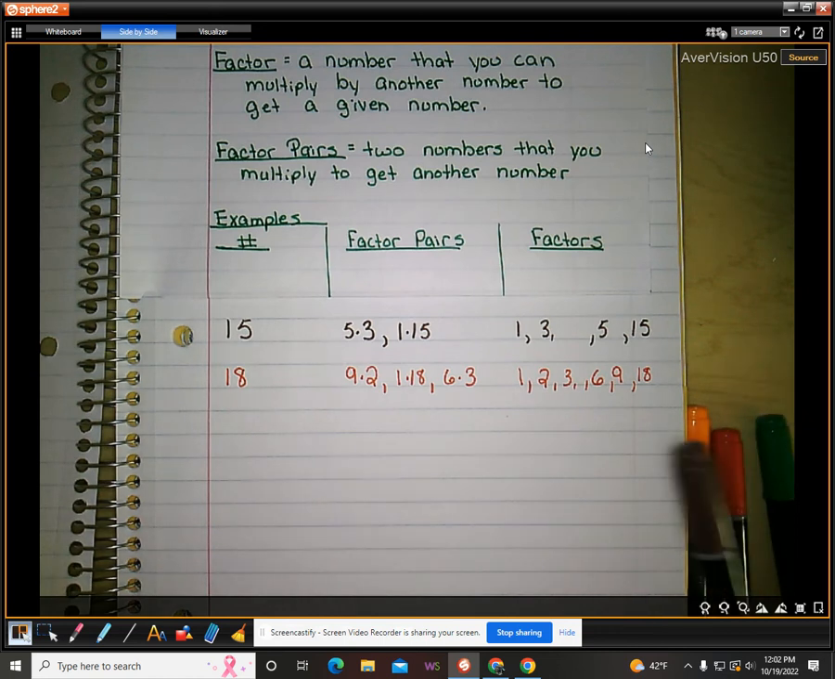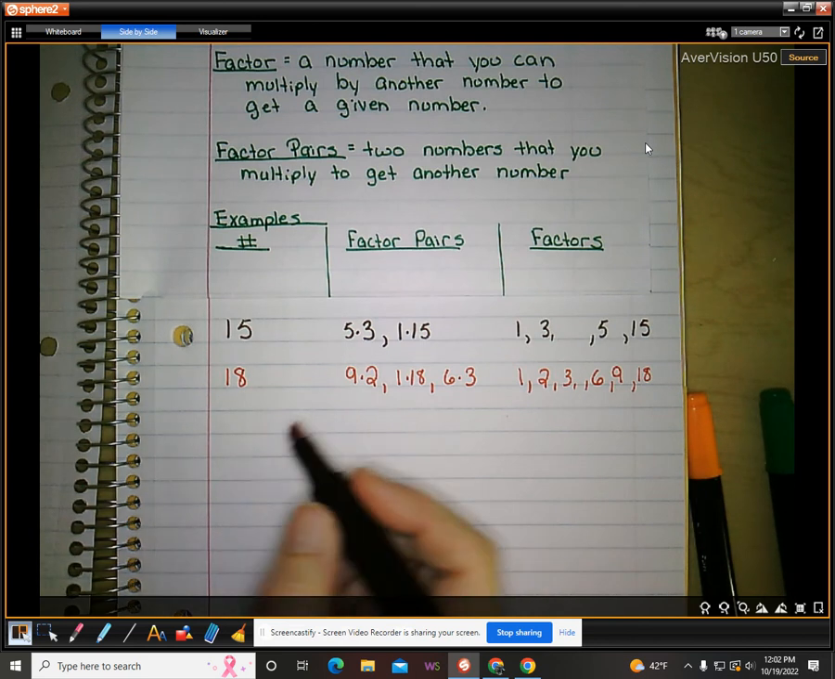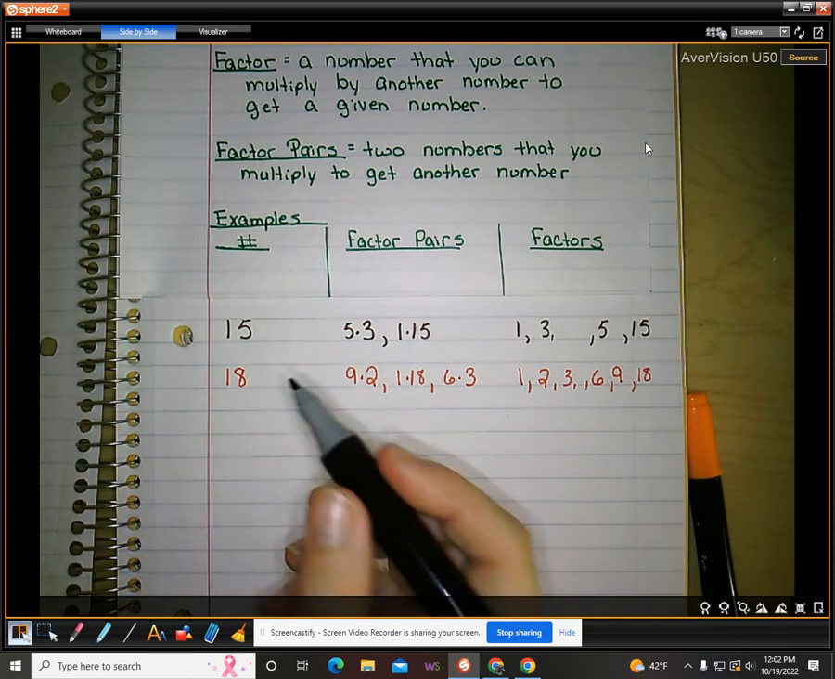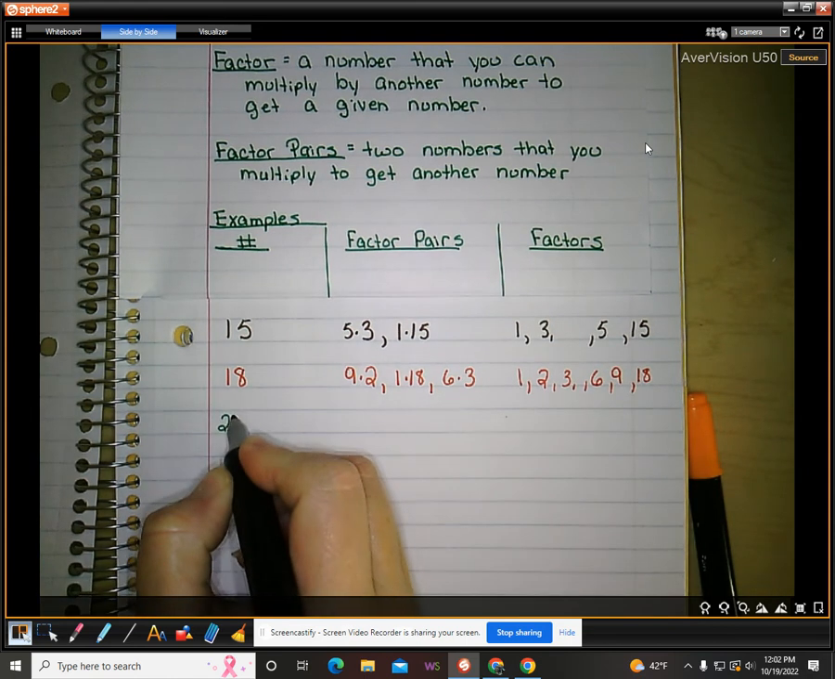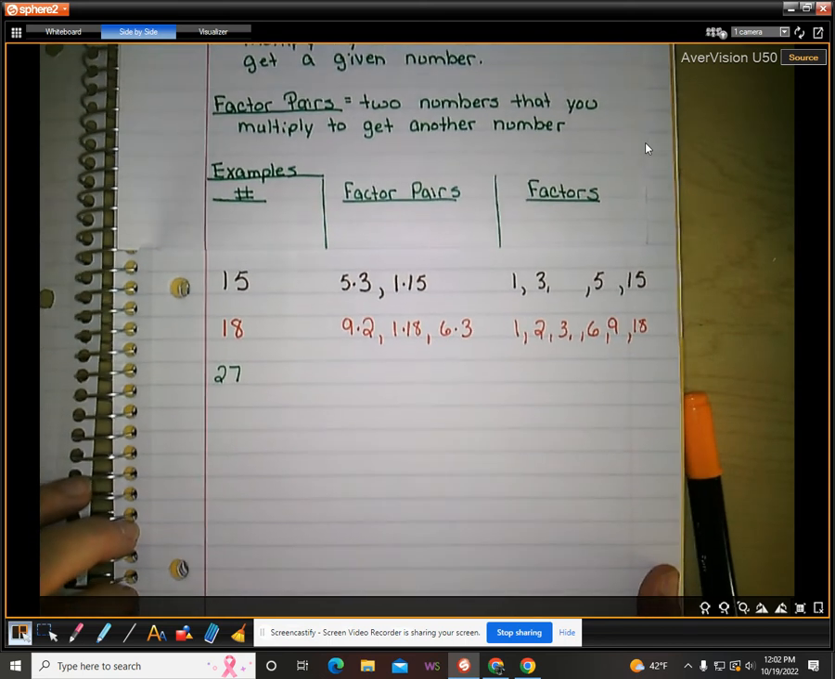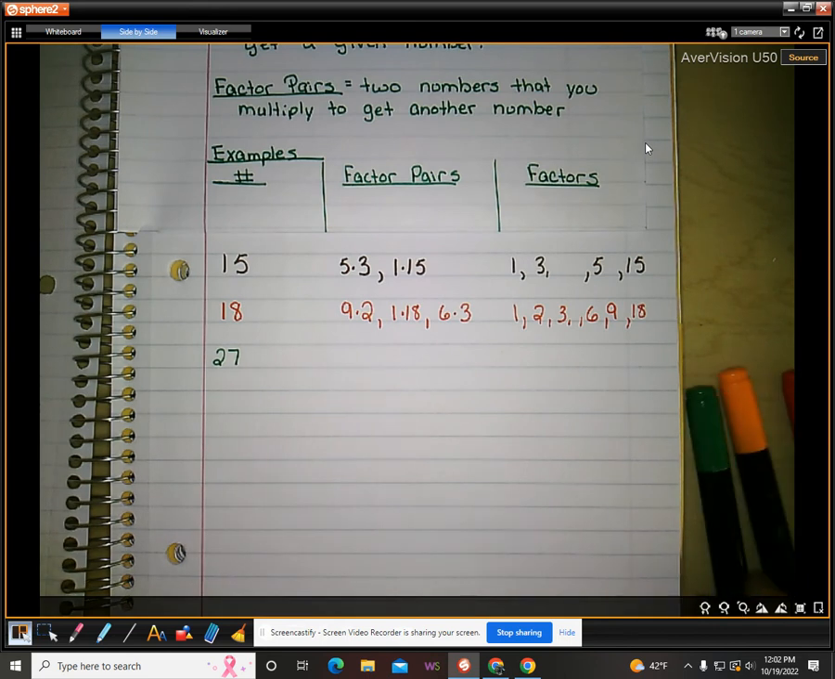If it's easier for you to list the factors first, you can list factors first. I think it's easier to do the pairs first. Okay? So, I want you to take a few seconds and come up with the factors and factor pairs for 27. And then we'll talk about those. You can put your hands down and relax for just a second. We'll give everyone else a moment to think.